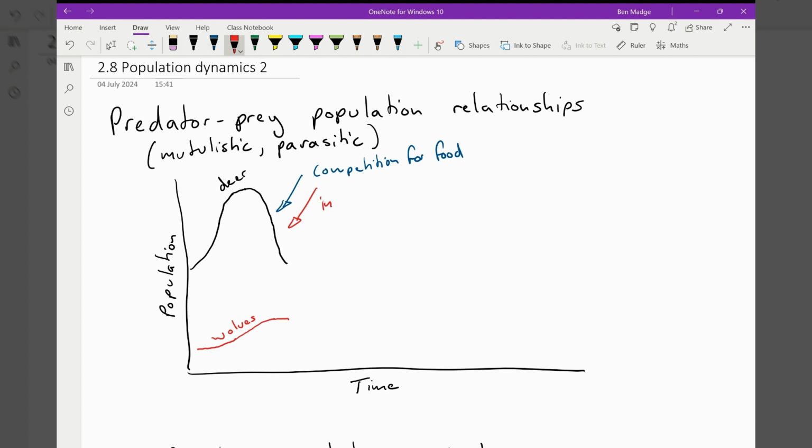So there's increased predation. And what this will cause to happen is the deer population will decrease because there's less food available. The number of wolves will decrease as well. So we see that we have less food equals decreased population. Because the population of wolves has decreased, there's less pressure on the deer population, and it will start to increase again.